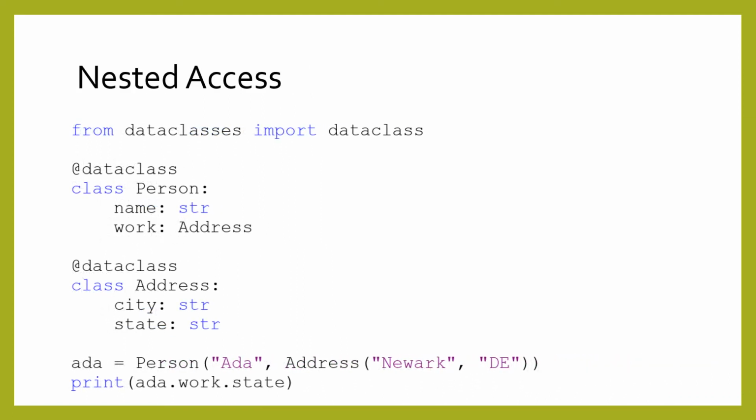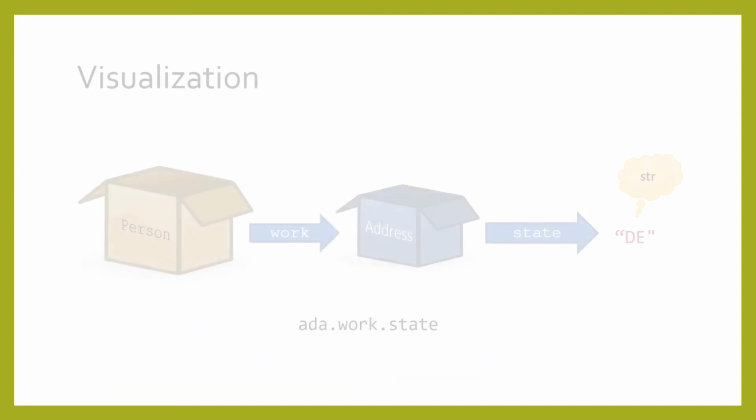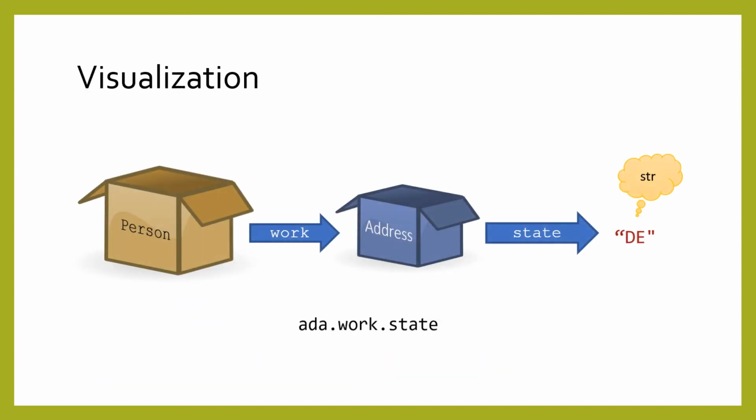When you have multiple levels of nested data classes, you can still use attribute access to get data inside of the classes. However, you will have to chain the accesses together in order to get to the desired level. Imagine opening a box and finding another box inside, and then opening that box to find the value you are looking for. Each level of nested data class means another box.